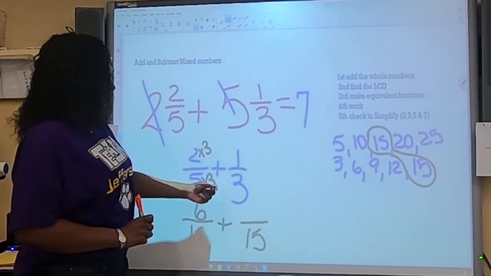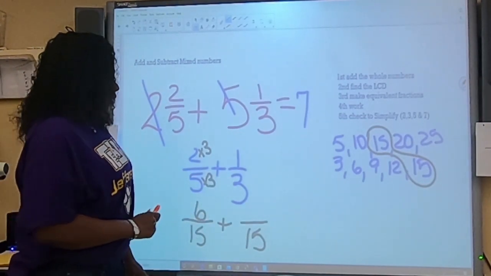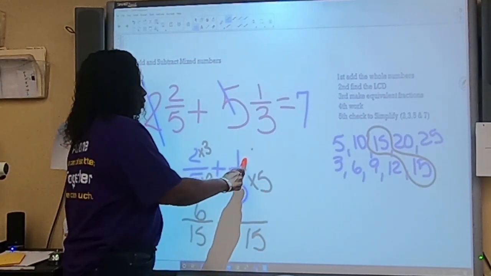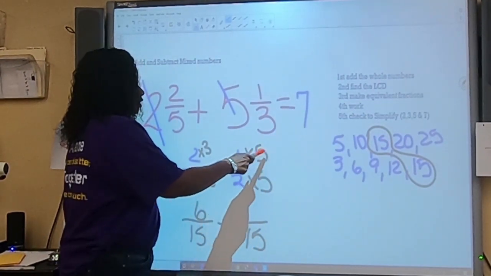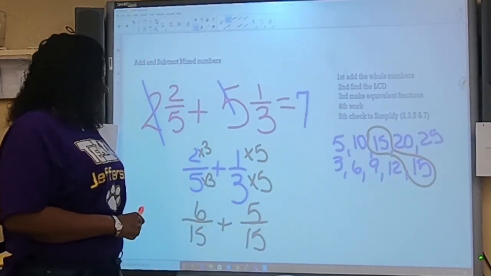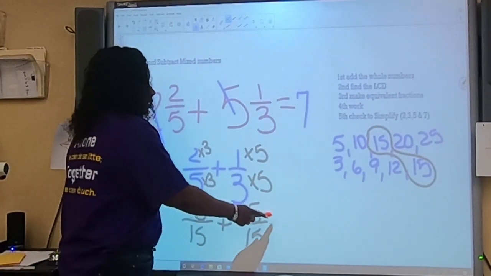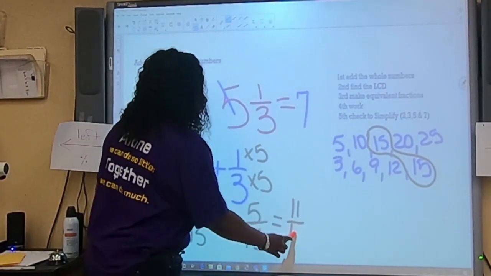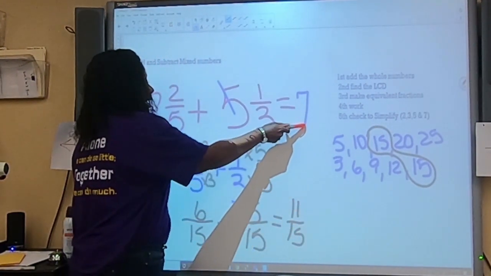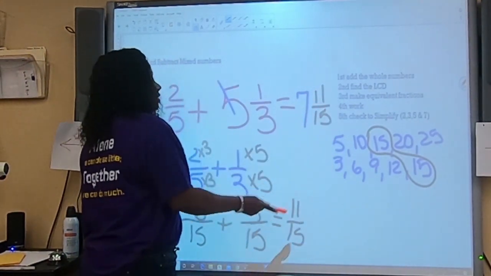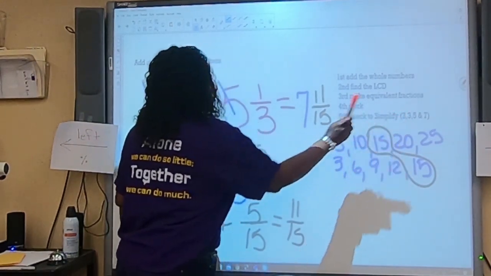I ask myself, what did I do to 3 to get to 15? I know that's times 5, and whatever we do to the bottom, we do to the top, which gives us a numerator of 5. Now I add 6 fifteenths plus 5 fifteenths, which gives us 11 fifteenths. I need to put it back with my whole number. And I'm going to finish it by checking to simplify.